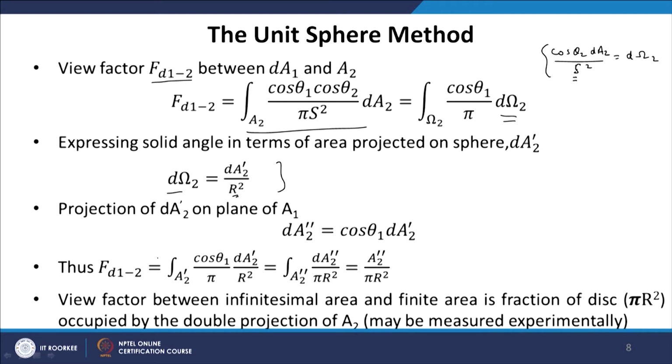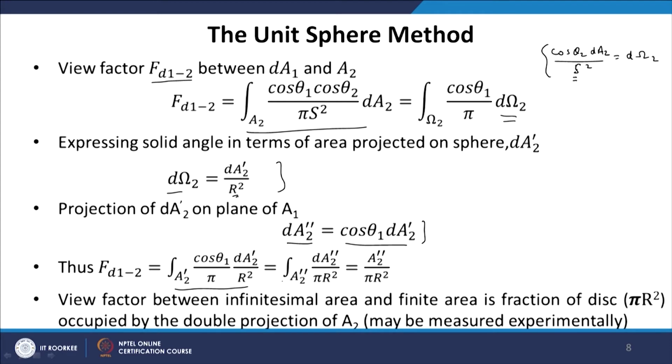So, F d1-2 is equal to integration over the projection on the hemisphere of cos theta 1 upon pi dA2 prime by r square. Now, the second projection area dA2 double prime is related to the projected area on the hemisphere by this angle cos theta 1. So, dA2 double prime is equal to cos theta 1 dA2 prime, okay, where theta 1 is the polar angle of surface A2 prime.